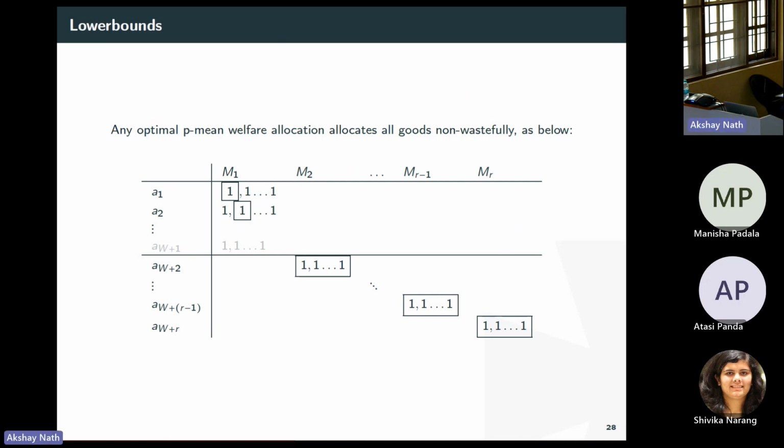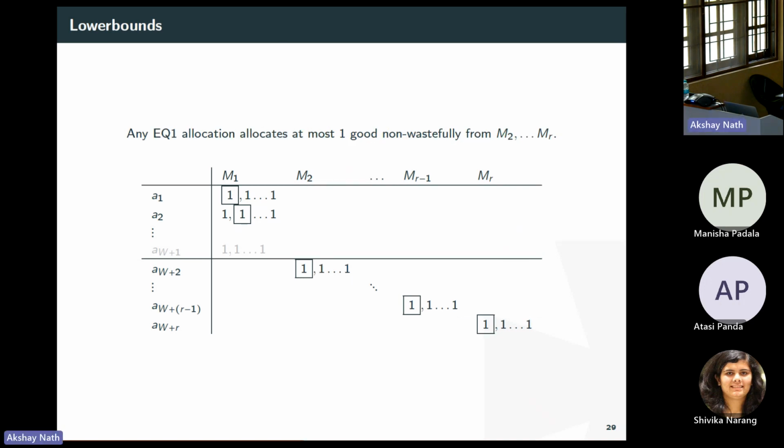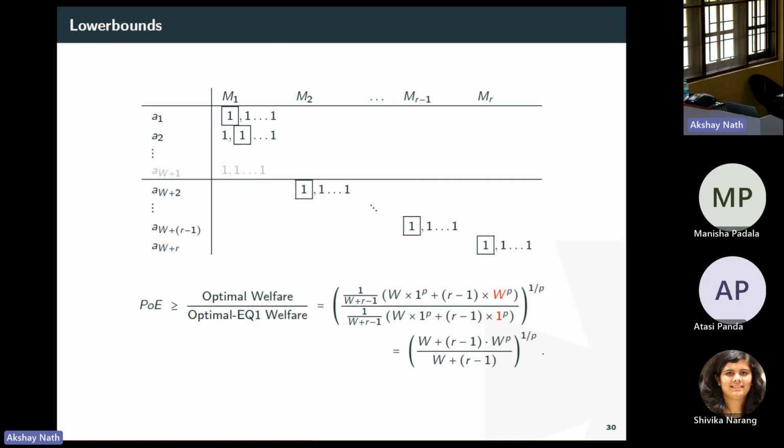Okay, but this is clearly not EQ1, right? Because there are so many goods here. Whenever we go to EQ1, you have to lose all these ones over here. Because there is an agent sitting over here who has 0 utility, that bounds every other agent's utility to at most 1. So that's our EQ1 allocation.